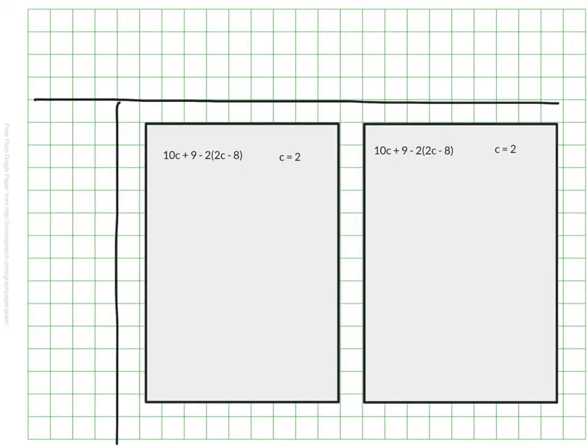So here's another one, 10c plus 9 minus 2 times the quantity of 2c minus 8. And we know that c is the value 2. So I want you to pause the video and decide how you want to substitute 2 for the letter c, and then we'll see how you did. And I'm going to show that there is, of course, more than one way to do this, so choose a way that you think works for you, and then I'll show you perhaps the other way that you didn't have.